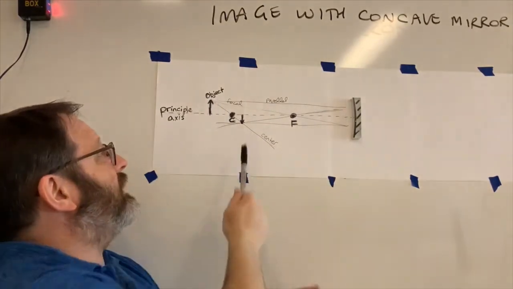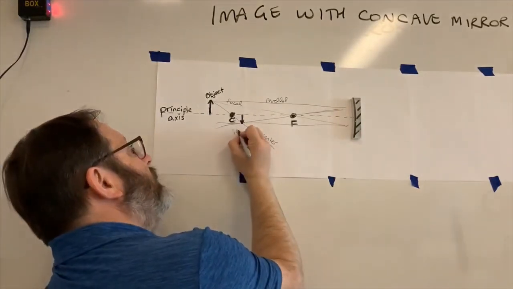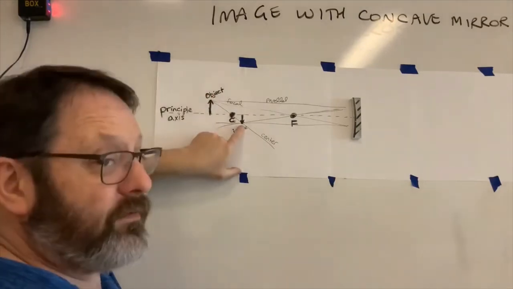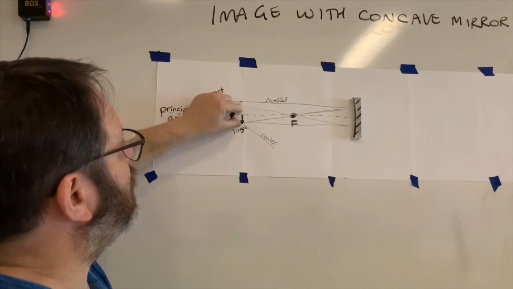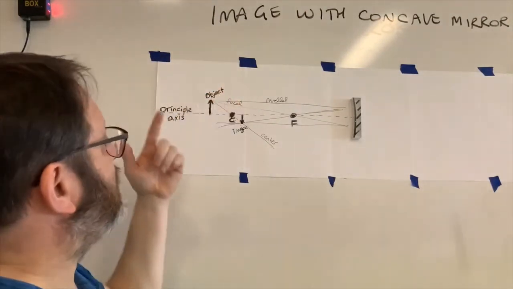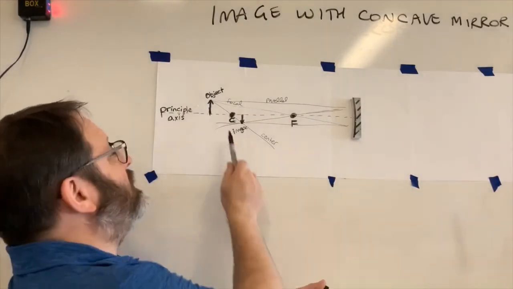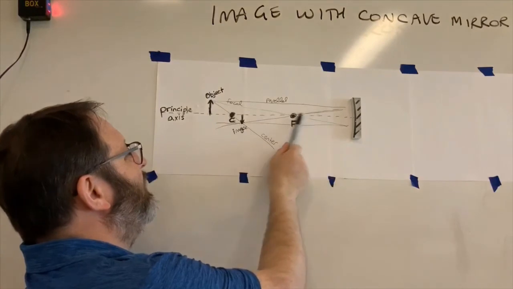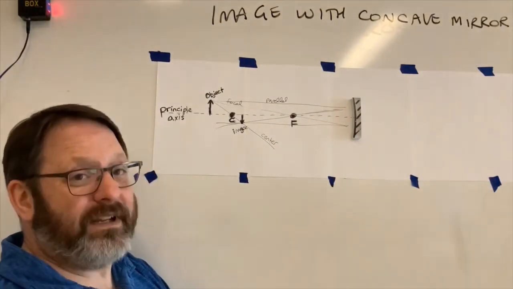So that's how you find the position of the image. In this case, the image is inverted, flipped upside down. It is reduced, so it was big, now it's small. So it's inverted, it is reduced, and it's a real image because, well, you saw the laser beams. The laser beams came from here, went through, and actually got to that place. So I know it's a real image.